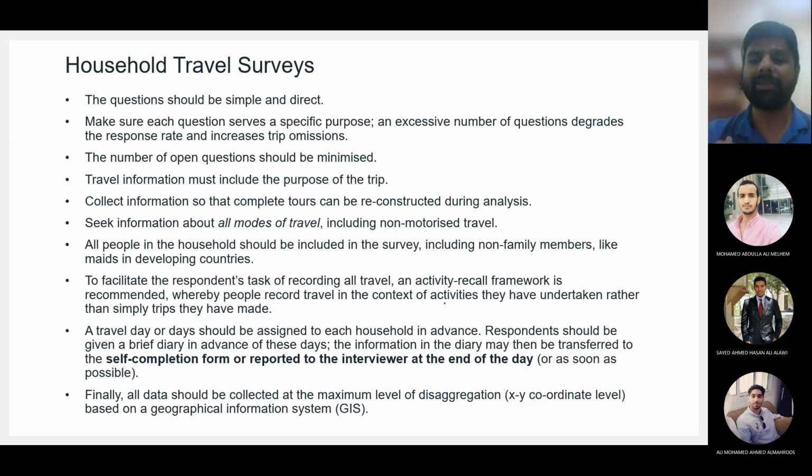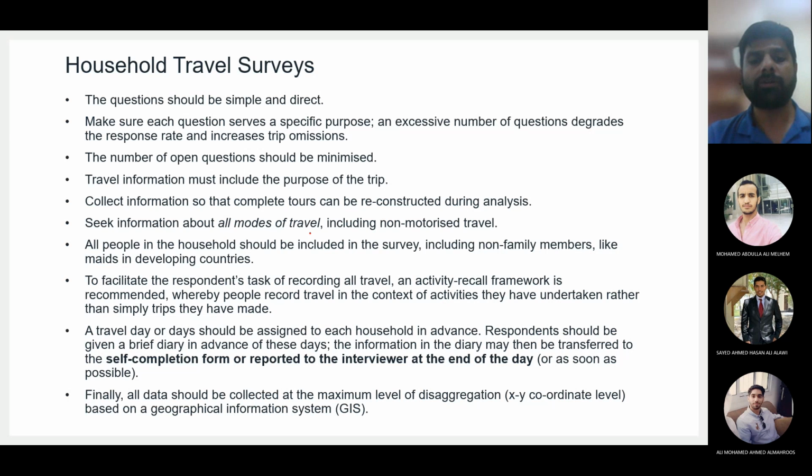So for example, if I say I went to the mosque in my car, and the mosque is 2 minutes away from my house, why would I take a car? Maybe after the mosque I have to go to some place else, and that place I cannot go walking. So this happens a lot. This is why you take information about the complete tour of the entire day, and you can reconstruct what happened first, what happened next, and so on and so forth.